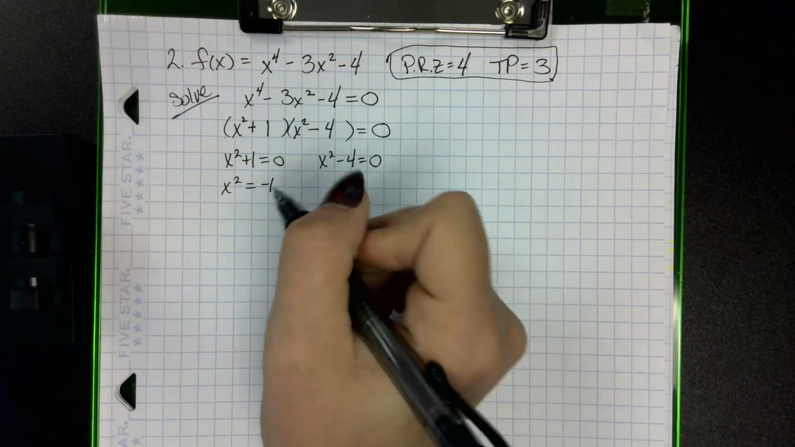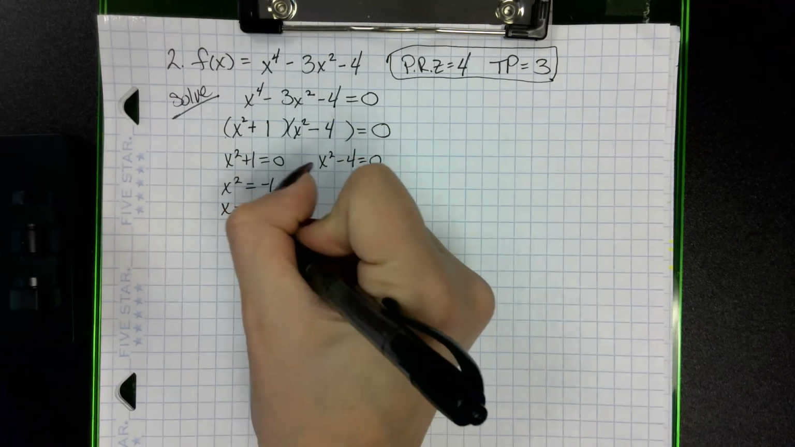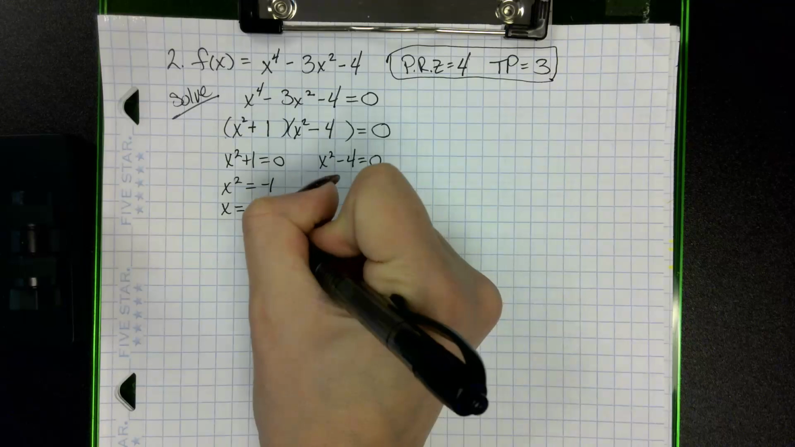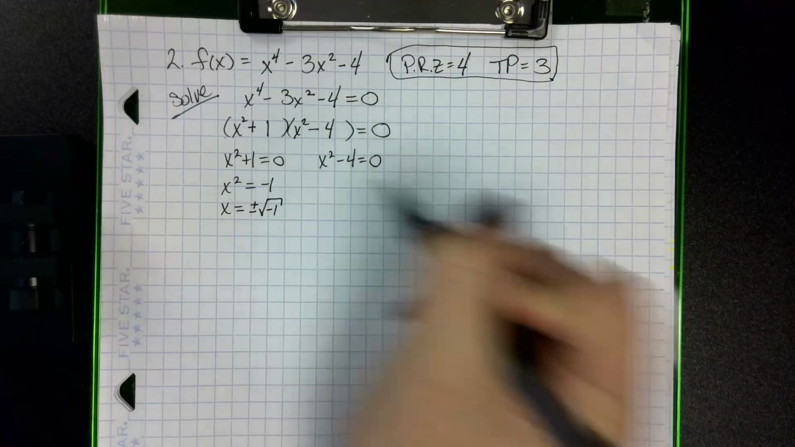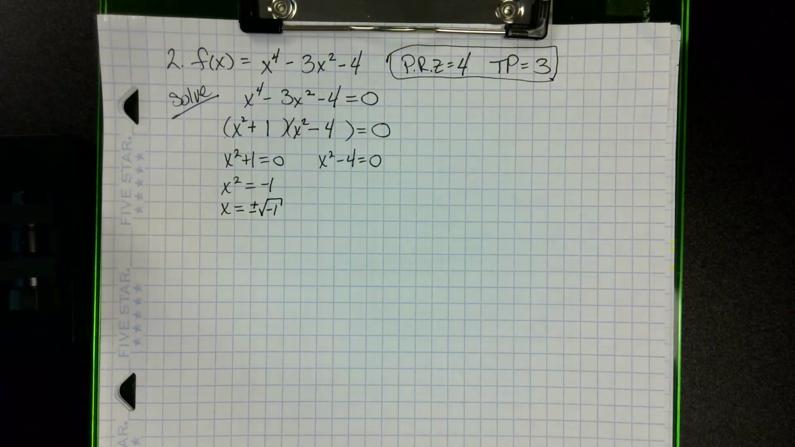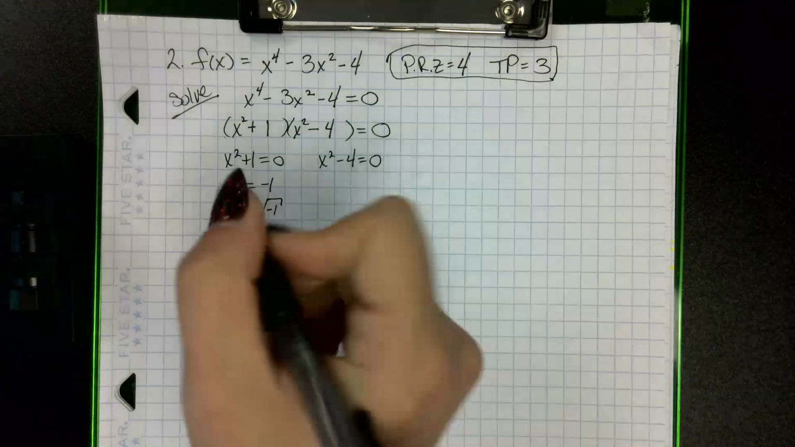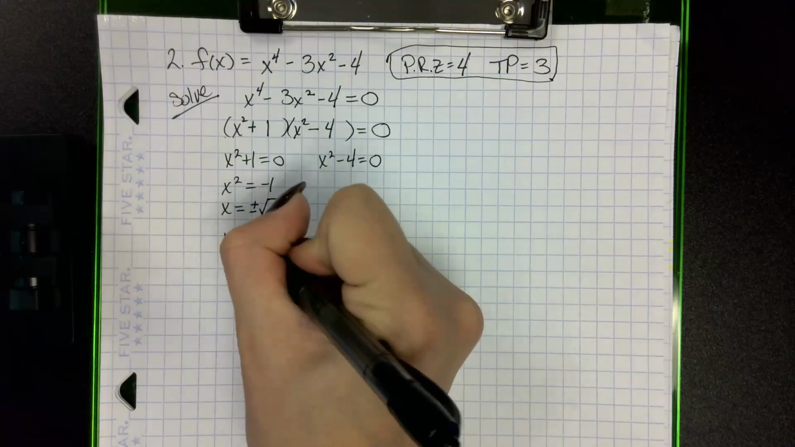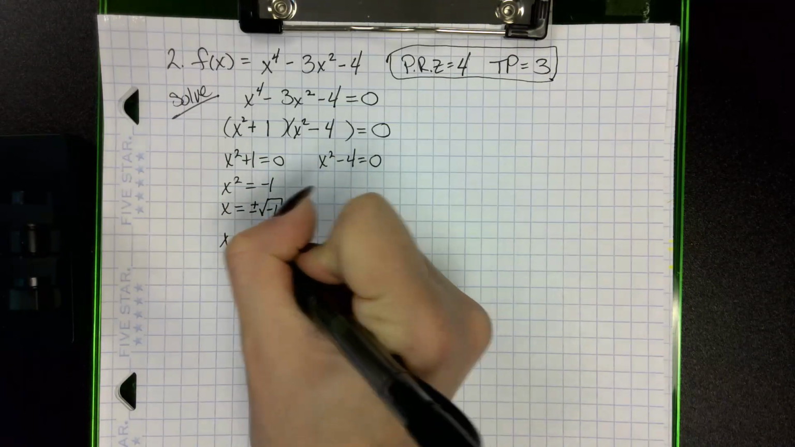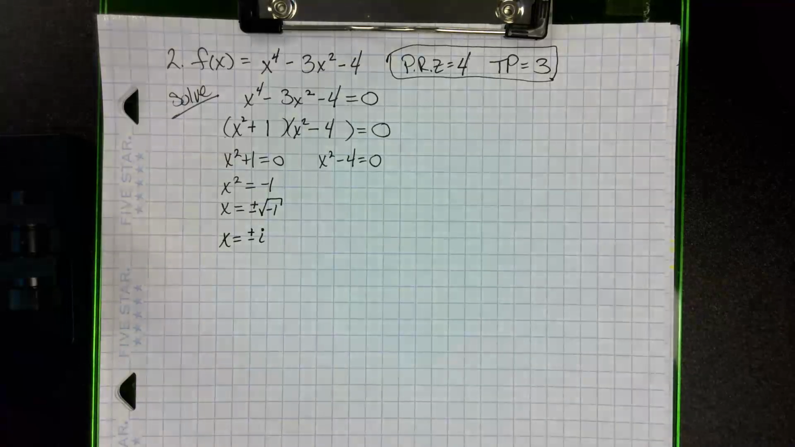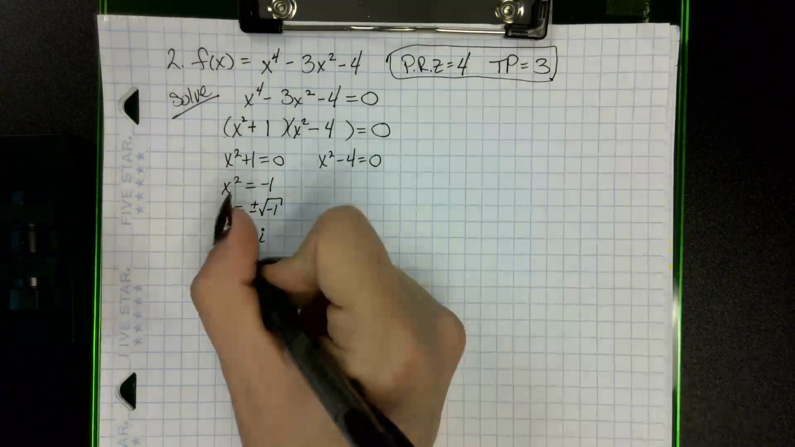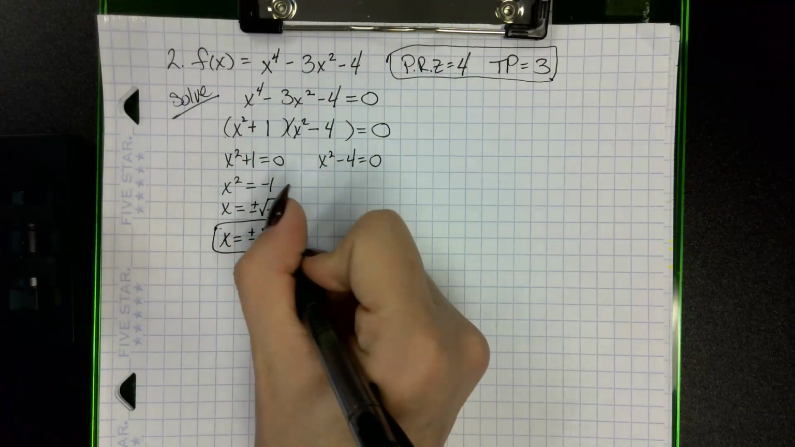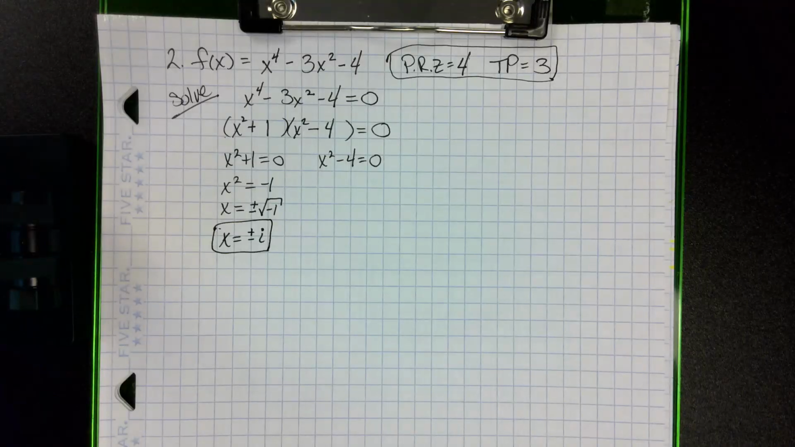X squared, so I take a square root. So x equals plus or minus the square root of negative 1. Square root of negative 1 is the imaginary unit because you cannot take a square root of a negative, right? You cannot take an even root of a negative. So x equals plus or minus i. That is 2 solutions, positive i, negative i. They're both imaginary.